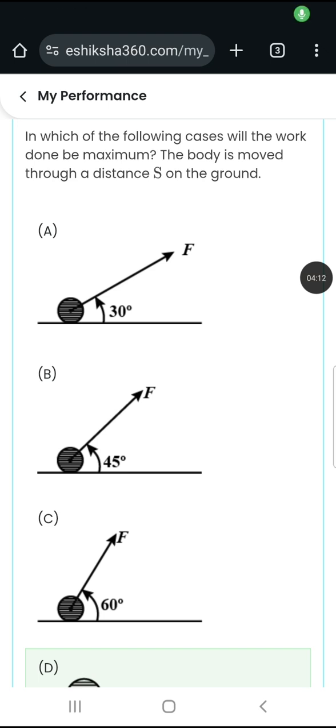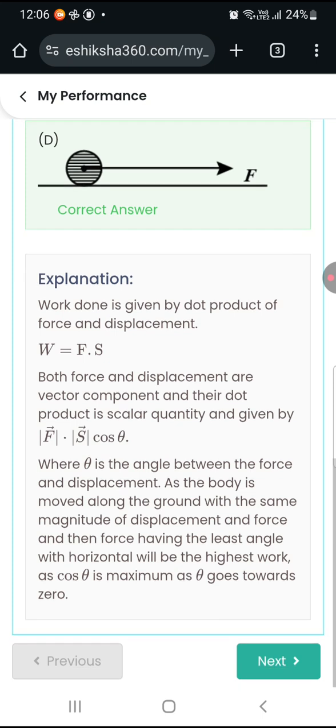In which of the following cases will the work done be maximum? The body is moved through a distance s on the ground. Explanation. Work done is given by the dot product of force and displacement, W equals F dot S.